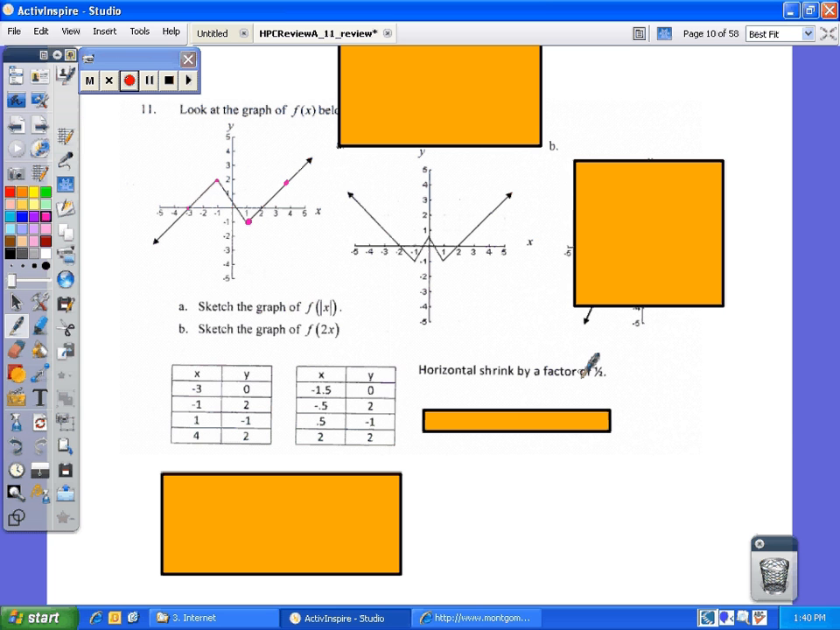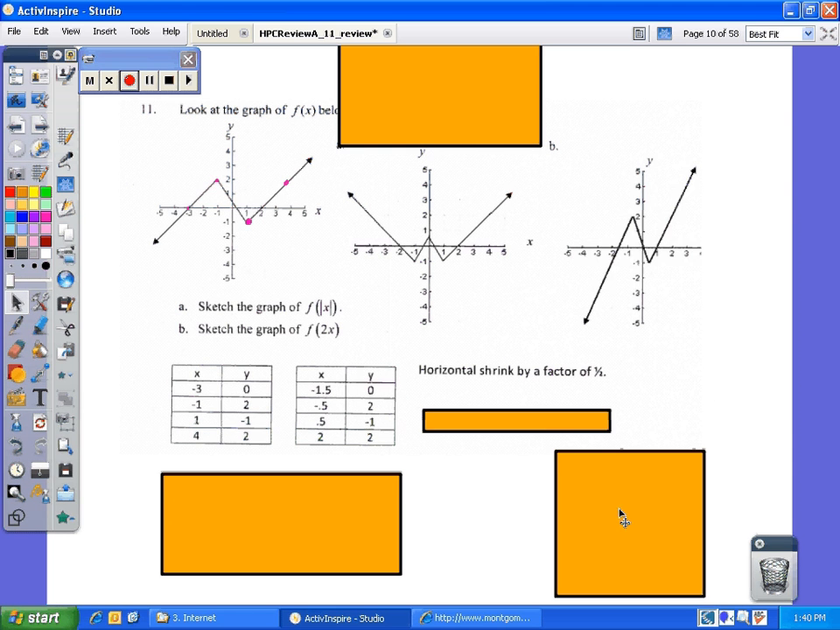And I applied the transformation. I applied the horizontal shrinking by taking my domain, my x values, and taking half of them. And now I plotted those new points, and I came up with a graph which is obviously shrunken horizontally this way. It used to be much wider for those points, and those points have shrunk horizontally. They're closer together.